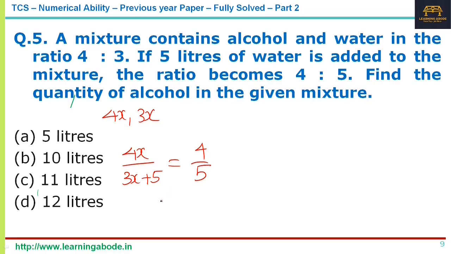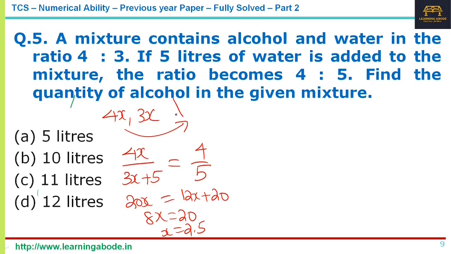the conventional equation method, you get the answer more quickly. So when you cross multiply, you get 20x is equal to 12x plus 20. So you get 8x is equal to 20, which means x equals 2.5. Now what is asked is alcohol. Alcohol is 4x. So 4 into 2.5, that's 10 liters. That's answer option B for this question.